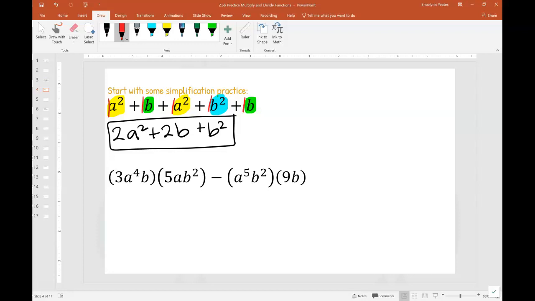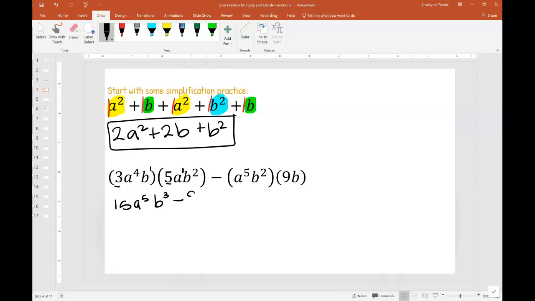All right. So in this next one, we have to multiply first to get our pieces simplified to see if they are like terms. And then if they are like terms, we have to combine them. Okay? So here we're going to take 3 times 5, so that's 15. Then we have a to the 4th times a to the 1st, so that's a total of 5 a's multiplying together. Then we have b times b squared, and that is b to the 3rd, because that's 1 b times 2 more b's. Okay, and then we're going to do minus.